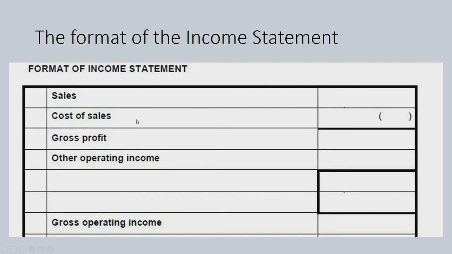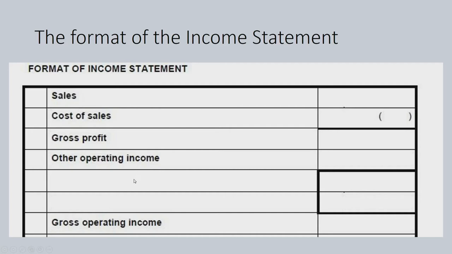Then you have your cost of sales amount. Your cost of sales will always be in brackets. It's a negative amount. It's an expense. It has a negative effect on your income statement. So therefore, sales or net sales minus cost of sales gives you gross profit. Once you've determined your gross profit, you turn your attention to operating income.